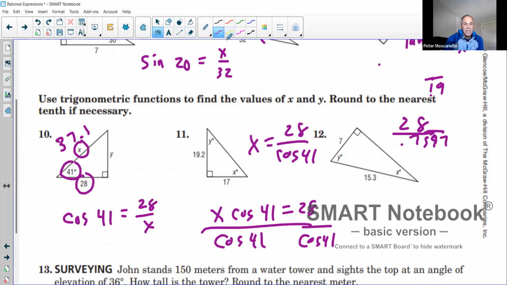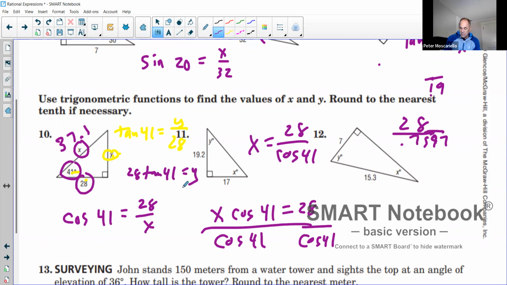So to find y, I can say y is opposite. So I can use opposite and adjacent. I can use tangent. Or I could use this 37.1. I think I'll use tangent. So tan 41 equals y over 28, right? Tan of 41 is opposite over adjacent. So this one's easy. Just multiply by 28 and type in 28 tan 41. And that gives you y.